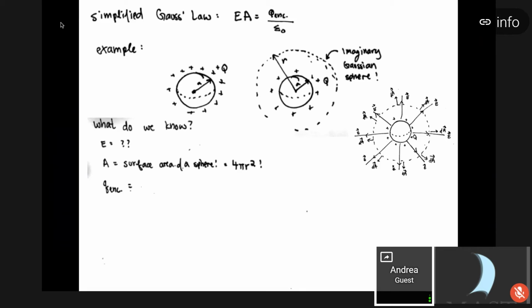Q enclosed, also we know. No matter how the charge is distributed, when you're on the surface of this imaginary Gaussian sphere far away from the solid, you can see that the whole bundle of this charge is just carrying a total of plus Q. Okay, now we know what all of our variables are equal to, so we can plug everything back into the simplified Gauss's law. And now we get 4 pi r squared E equals plus Q over epsilon naught. Rearranging to solve for E, we get this expression: E equals plus Q over 4 pi epsilon naught r squared.